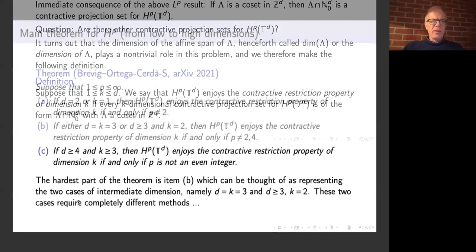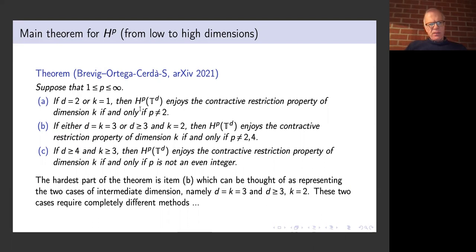So the theorem consists of three parts, and you should consider A as the low dimensional case, B the intermediate dimensional case, and C the high dimensional case. So low dimension, that is when d is 2, or the dimension of the set is 1. So the points all lie on a line. Then nothing happens. And when p is 2, of course, this is a separate case, but for any p different from 2, nothing new happens. So you have only the same sets that you got from the Andô-Rudin theorem.